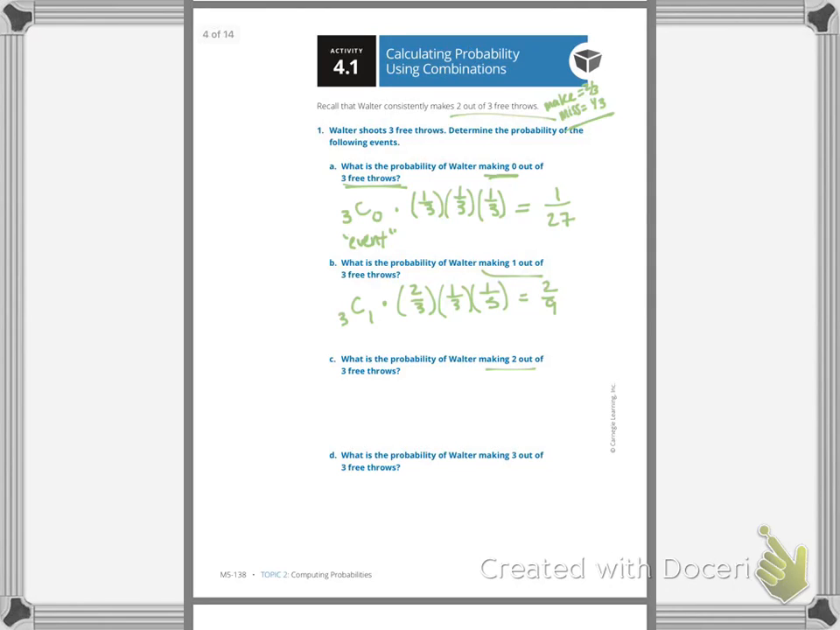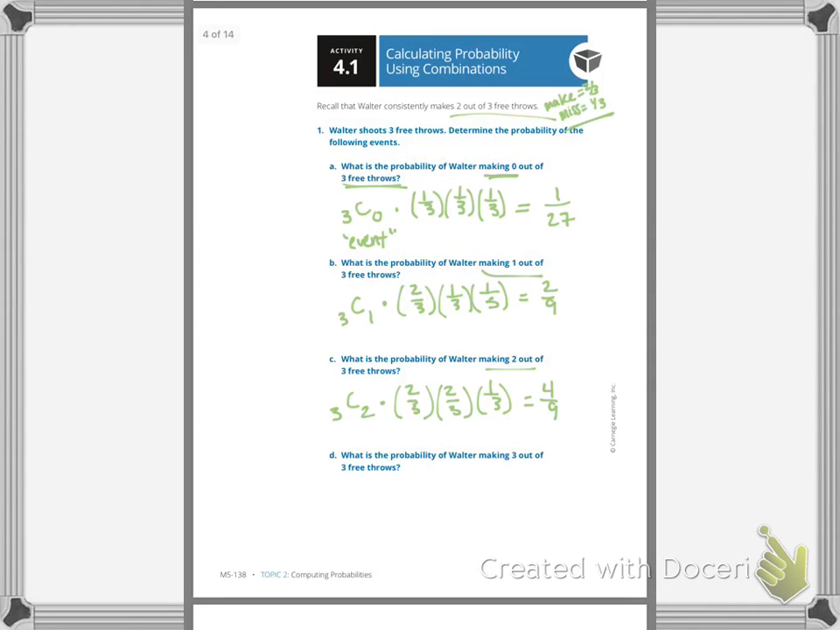Okay, what's the probability he makes 2 of them? So 3 free throws, he made 2. Okay, so to account for 2, I have 1, 2, and then he misses. Again, it does not matter the order that you put it in. Convert it back to fraction, and it is 4/9.